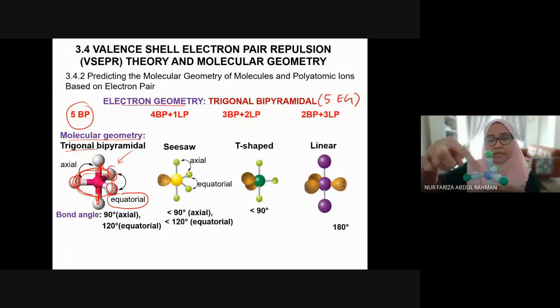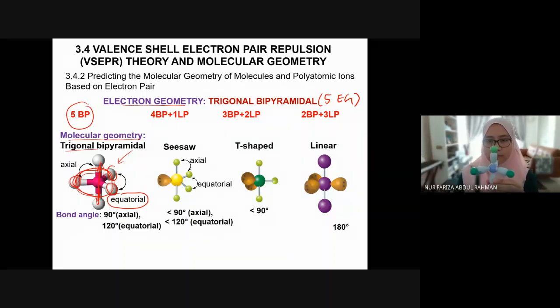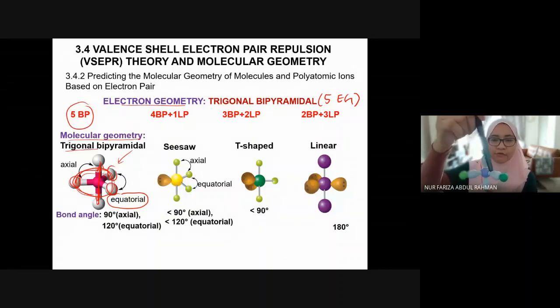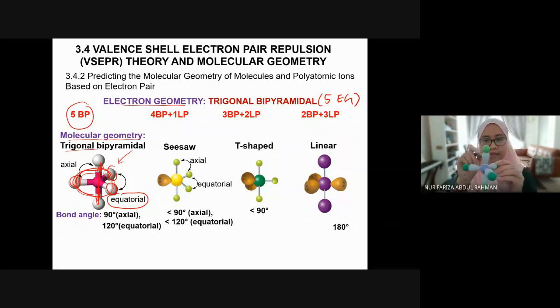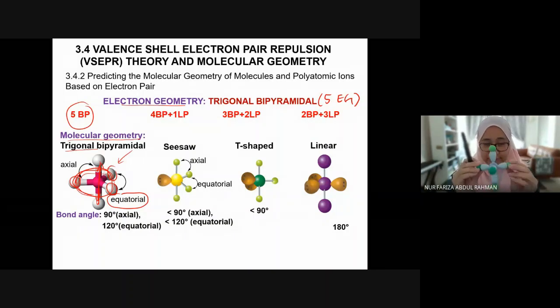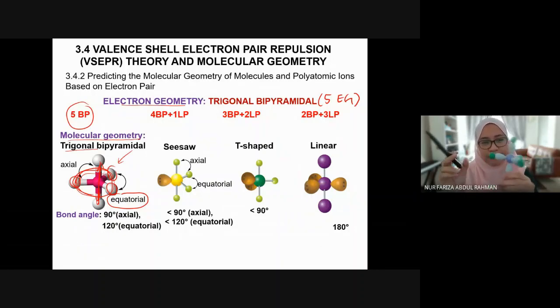And then how about between the equatorial bonds? Okay, between this one and this one. This is 120 guys. Okay, this is also 120, rotate back, this is 120. Okay, the ones in the middle are 120. But between the axial and the equatorial, this is 90. 90, the bottom one is also 90. This one also 90. Okay. So this is trigonal bipyramidal.